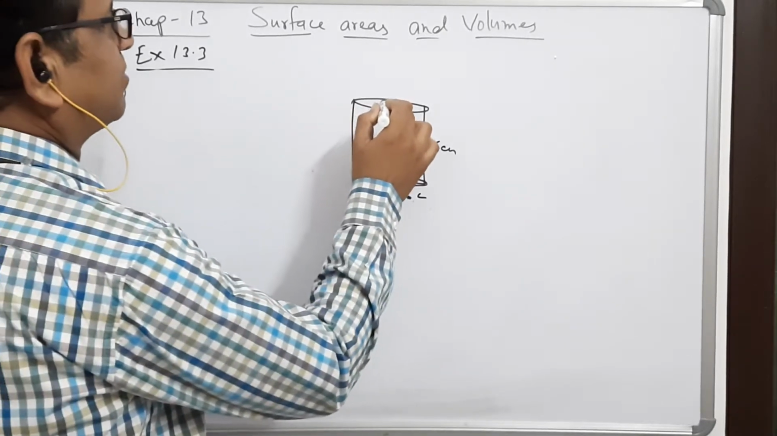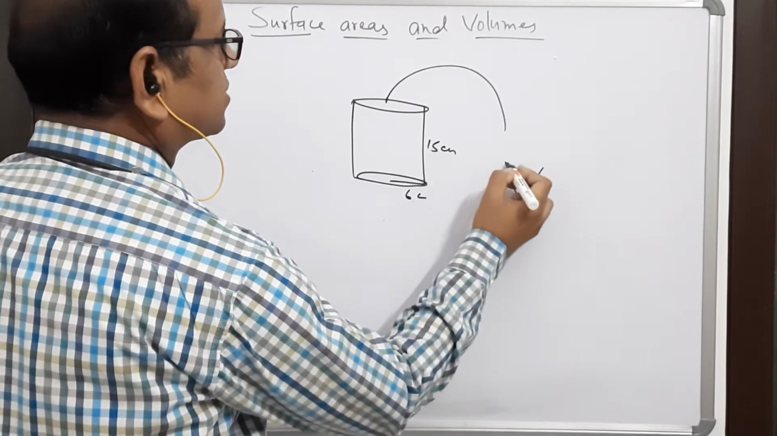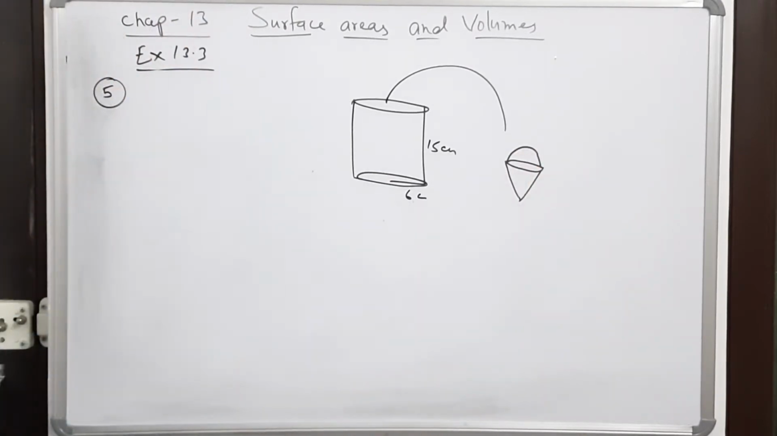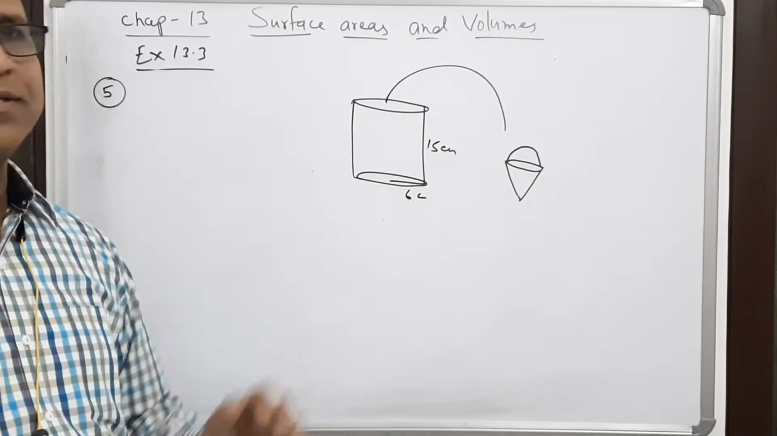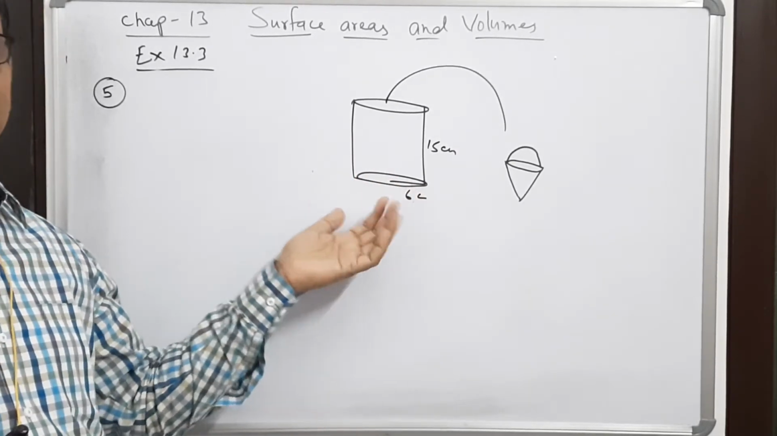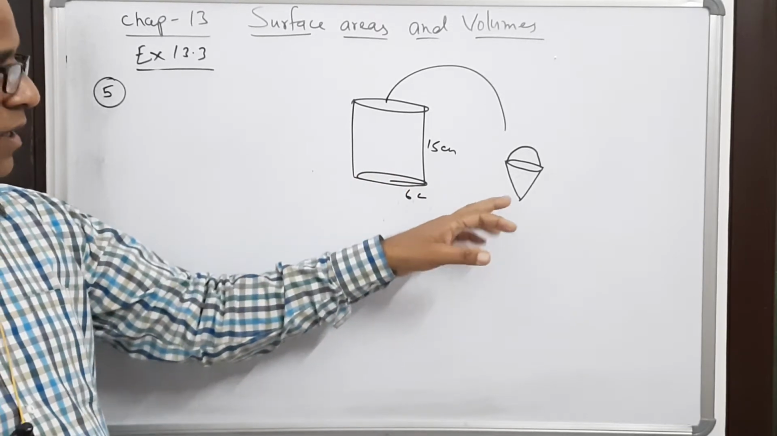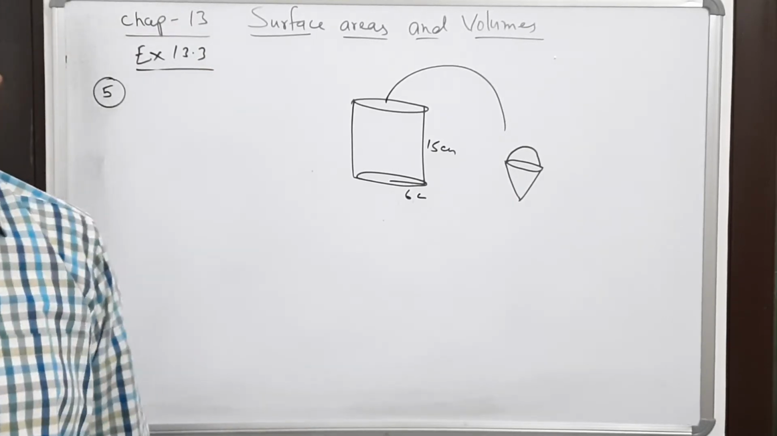This ice cream is to be served in the form of cones having a hemispherical top, like this. In this type of cone we have to serve the ice cream. So we have to find out how many persons can be served with this ice cream, where it is to be filled in the cone, plus we have to make a topping also.